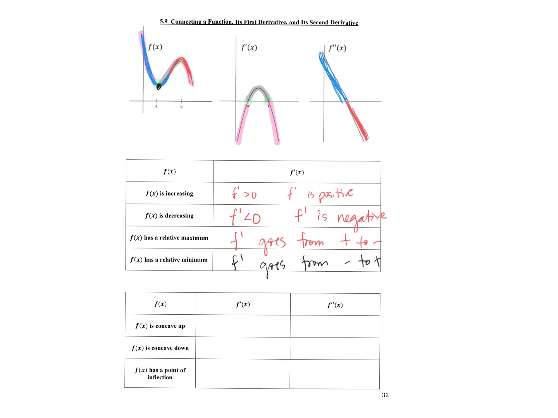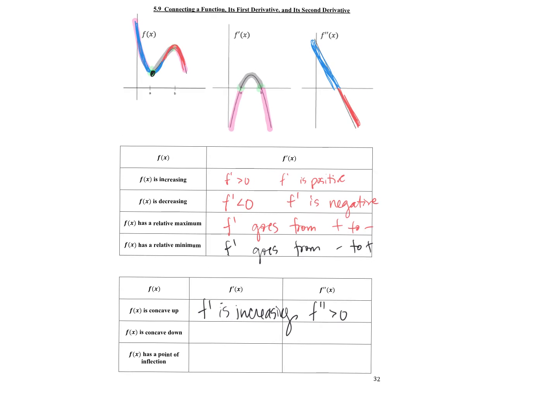Okay, what makes something concave up? What's my f prime doing? If something's concave up, my f prime is increasing. Agreed. What's my f double prime? Positive. We can think about that. If my function is concave down, that means my f prime is decreasing, and f double prime is negative.